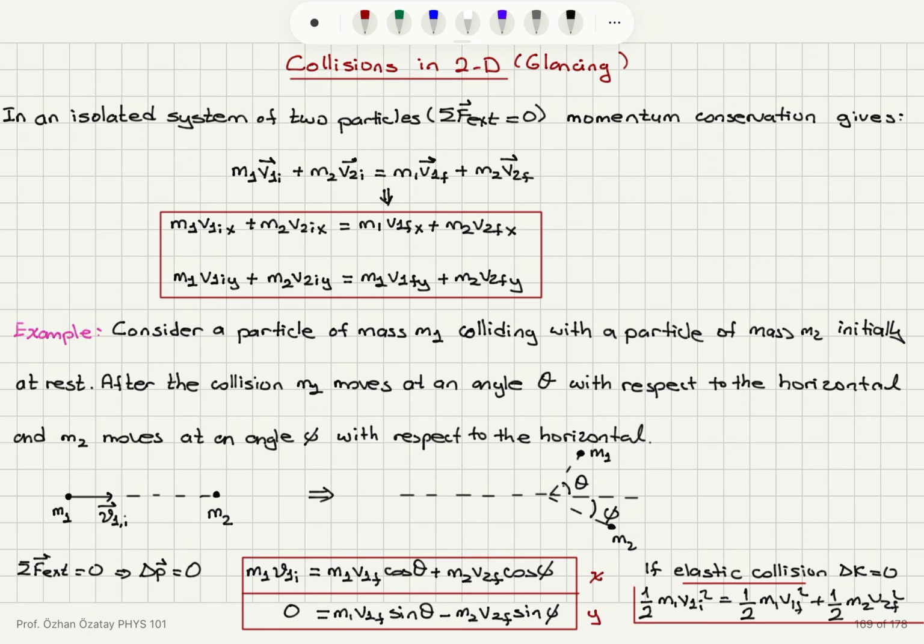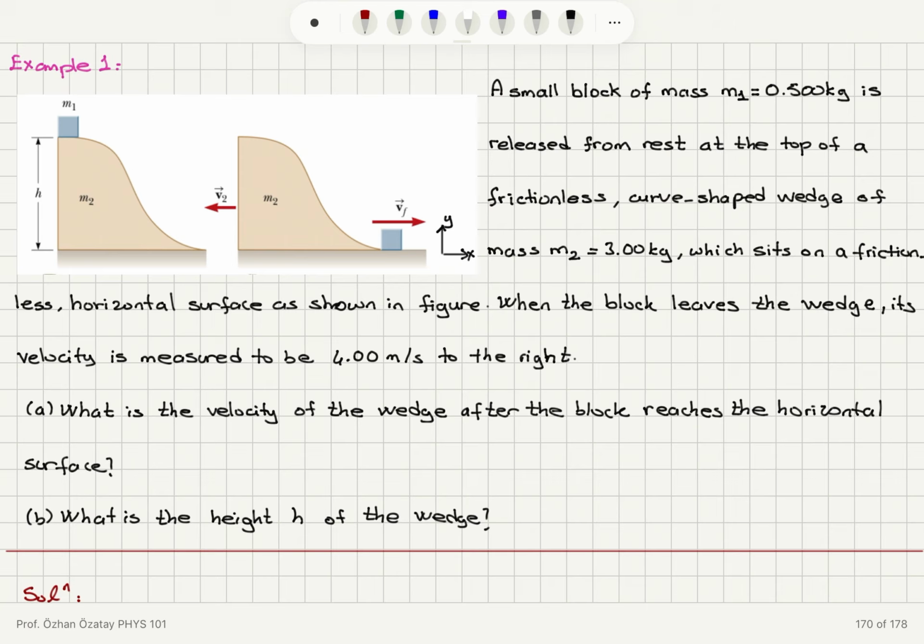Okay. So let's look at an example. A small block of mass 0.5 kilograms is released from rest at the top of a frictionless curve-shaped wedge of mass 3 kilograms. m2 is 3 kilograms and m1 is 0.5 kilograms. There is no friction and m2 is initially at rest, which sits on a frictionless horizontal surface. There is no friction with the horizontal surface as shown in the figure.